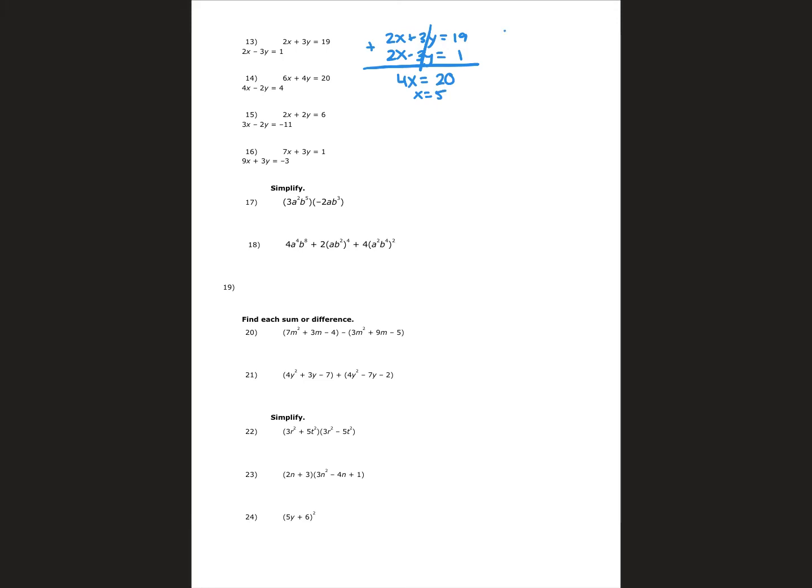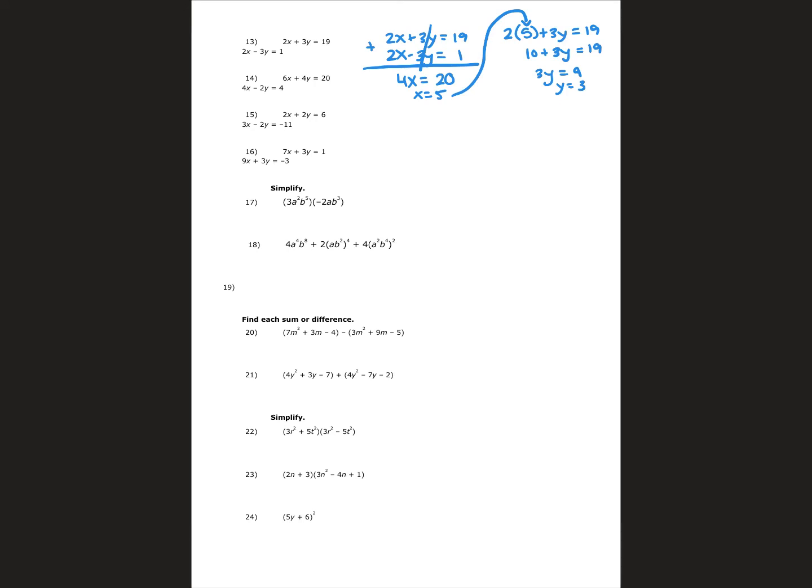And then you pick whichever equation you want to and plug in that x is 5. So go back to the original equation. Just plug in x is 5. And then solve. Subtract 10 from both sides. Divide by 3 on both sides. And so you get y is 3.